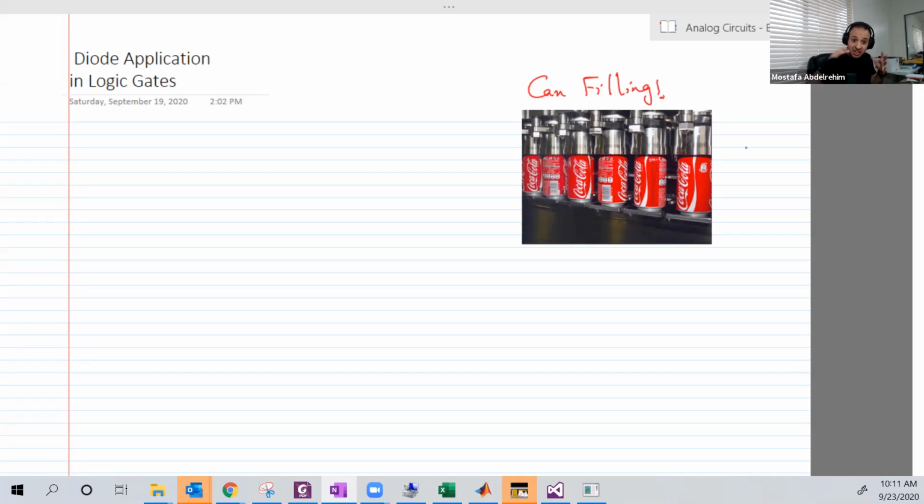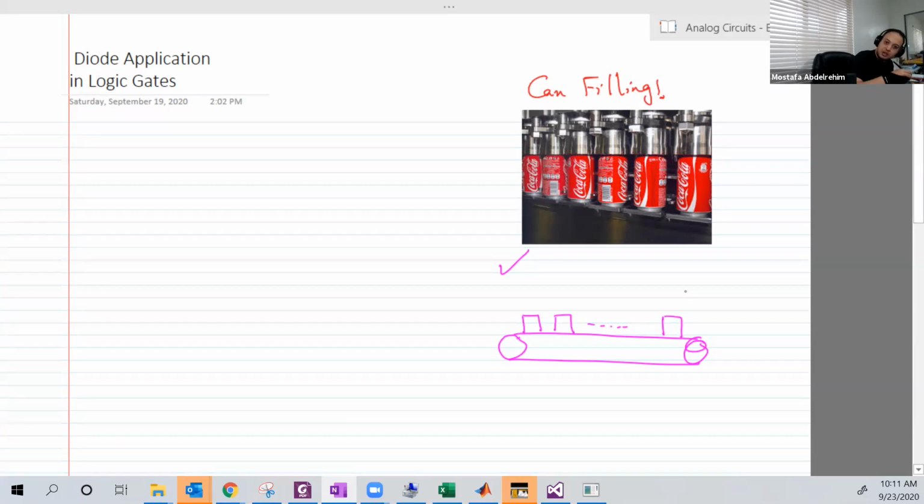One application of that thinking or logic is can filling, something like this here. So basically you have a kind of belt or something, okay? And you put your can on that belt. And by the end of the line, you have a kind of tap. I don't know, I'm not a good drawer here, but I will try to do it. Okay, this is can or cans.